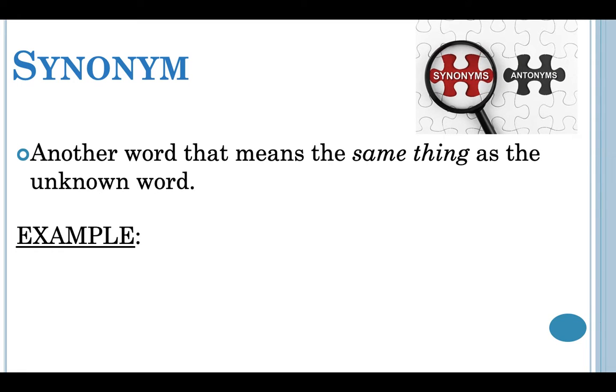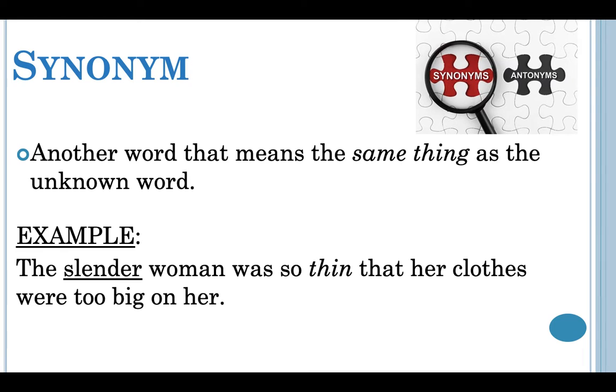The first one is a synonym. A synonym is another word that means the same thing as the unknown word. When we use this strategy, we look for synonyms in the sentence that might help us figure out the unknown word. For example, the slender woman was so thin that her clothes were too big on her.